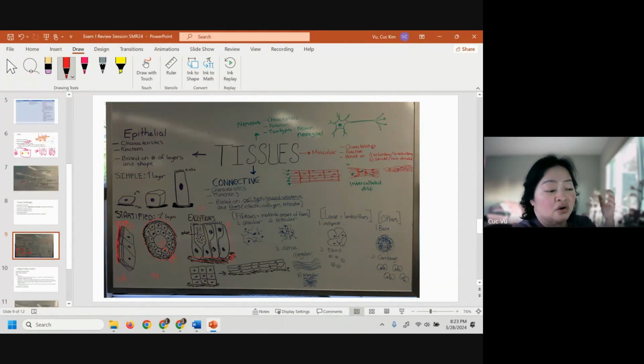So as a matter of fact, if it didn't have those goblet cells, this is the goblet cell, by the way. If it didn't have this goblet cell right here, it would look simple what?